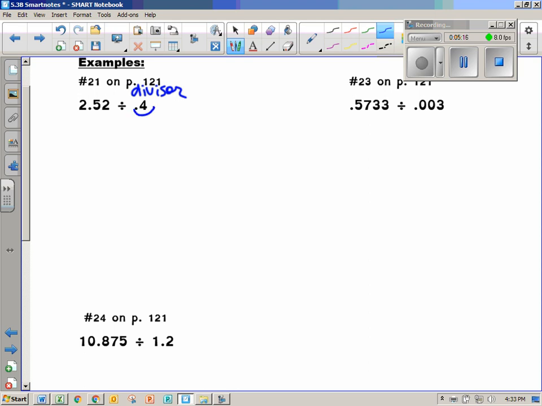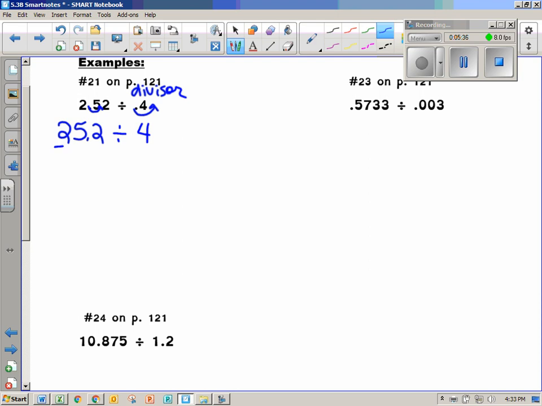So you would have to move the decimal one place to the right. If you do that, it's going to make that a 4. So what you do to the divisor, you have to do to the dividend. So this would be 25.2. That's the division problem you're going to work.